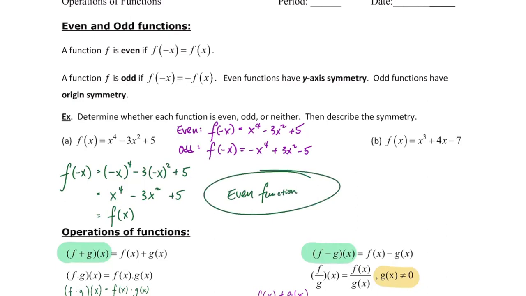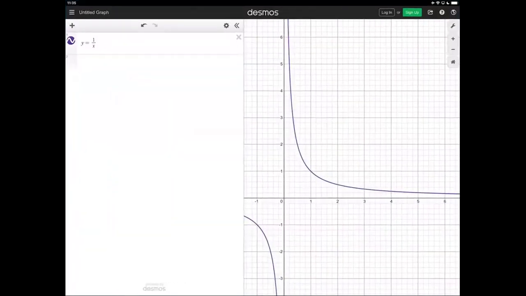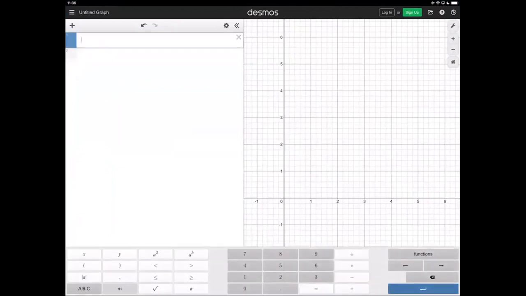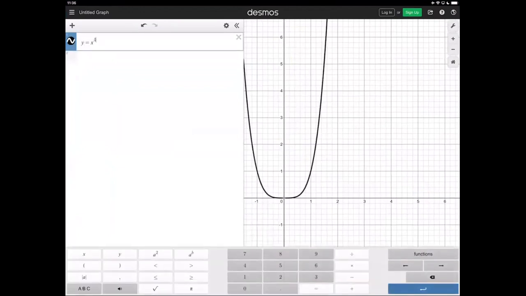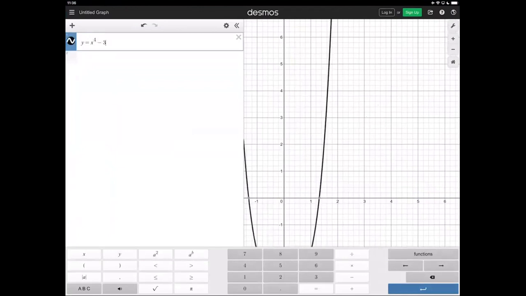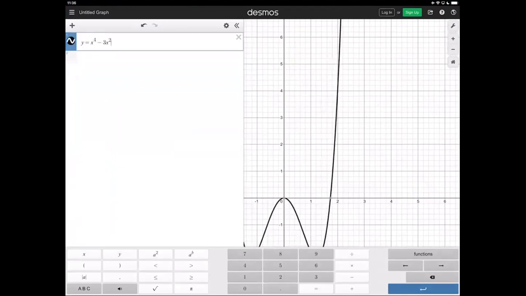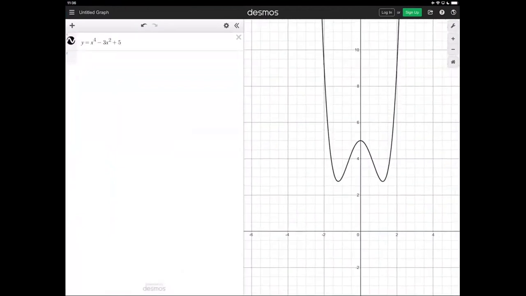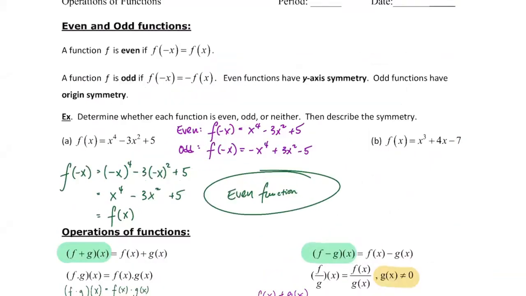Now, if you don't believe it, you may graph it on your own graphing calculator, or I can show it to you with my graphing calculator. We'll say y is equal to x to the fourth power minus 3x squared plus 5. And you can see that it is really a graph reflected over the y-axis. So you can see the power that we can have with just the algebra. If you just substitute, you can see the outcome.